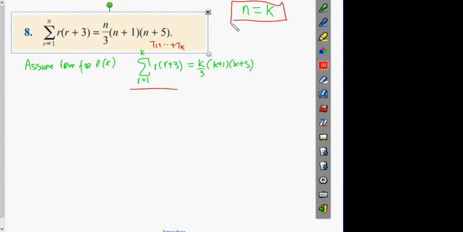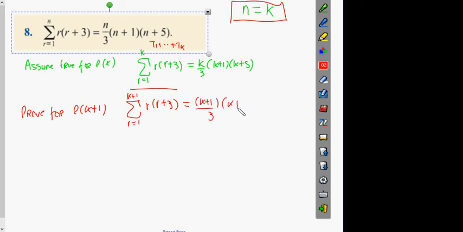Okay. Now, prove for P of k plus 1. Now guys, look at P of k plus 1. We're going to have k plus 1 on top. You have r equals 1 here. You have r into r plus 3. Then you're going to have k plus 1 over 3.